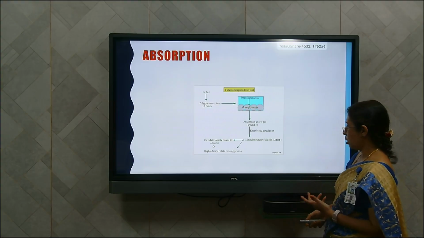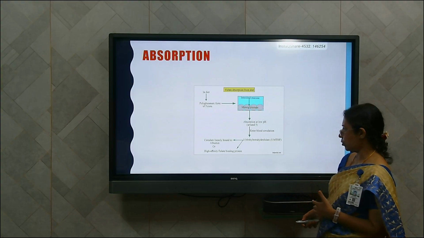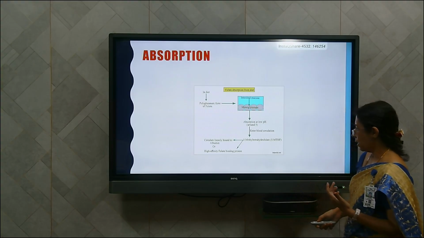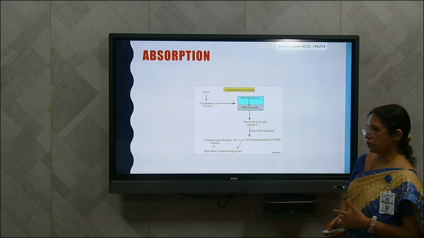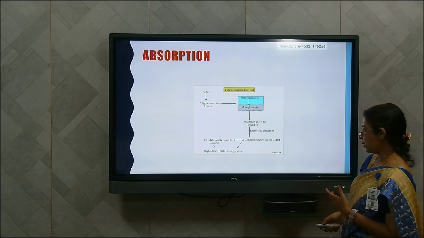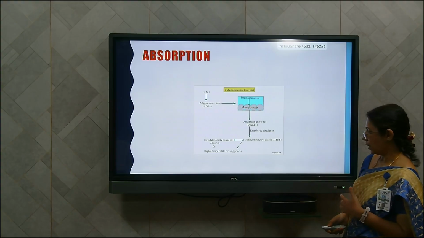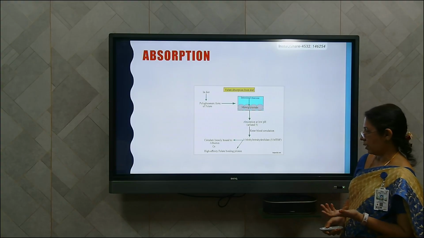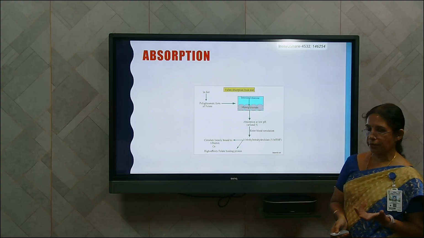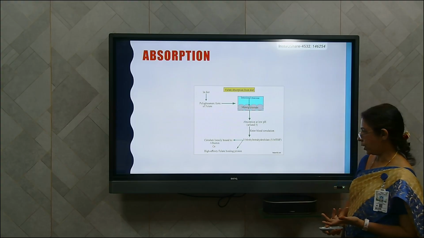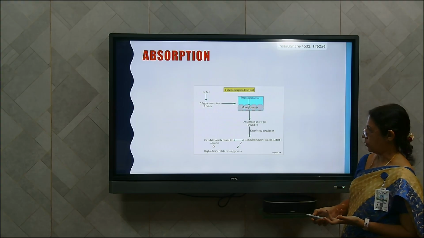So it is absorbed at low pH around 5, and it enters into the blood in the form of tetrahydrofolate after methylation at the fifth position to form 5-methyl tetrahydrofolate, and there it combines with a protein, and it is transported in the blood in the form of FBP, folate binding protein, to different tissues.